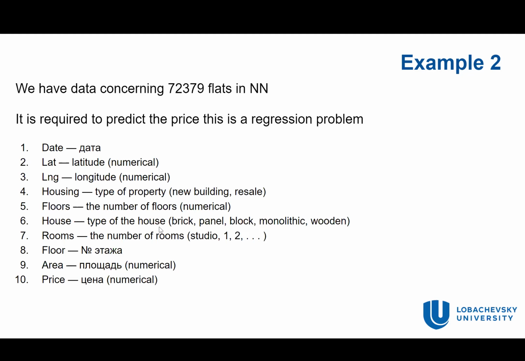And what kind of feature is this? This is, of course, a categorical feature. The number of rooms is a numerical discrete feature: the studio, 1 room flat, 2 rooms flat, and so on. Studio corresponds to 0.